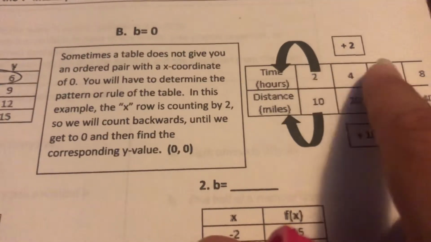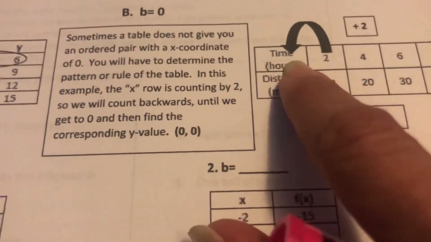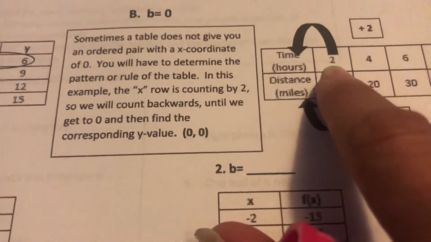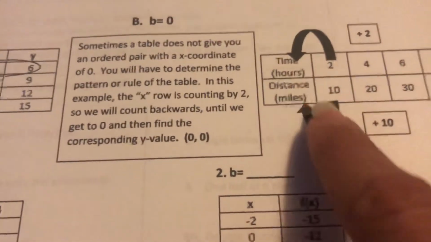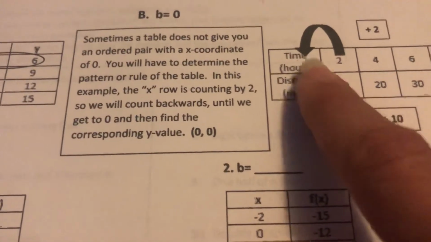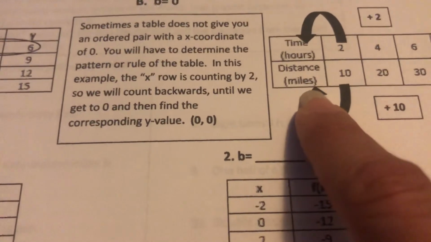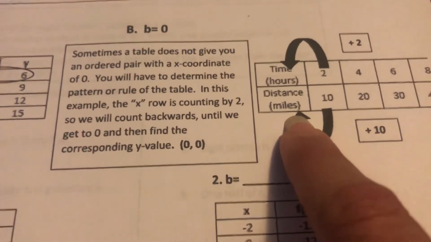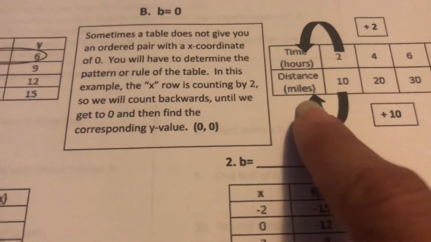If I'm adding 2s to go along this table, to find the number before it, I would do the opposite operation of subtracting 2. So if I take 2 and I subtract 2, that would give me 0. The same thing down here. To find the corresponding y to the x-coordinate of 0, since I was counting by 10s here, I'm going to subtract 10 to find the corresponding ordered pair. So that would be 0 as well. 2 minus 2 is 0. 10 minus 10 is 0.